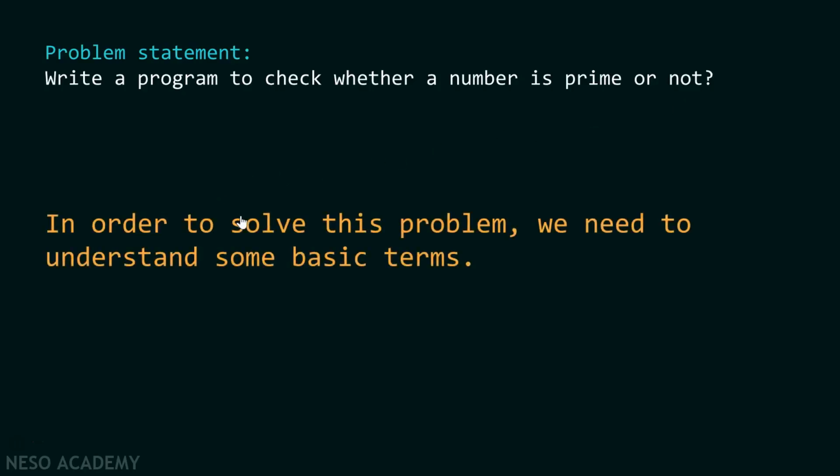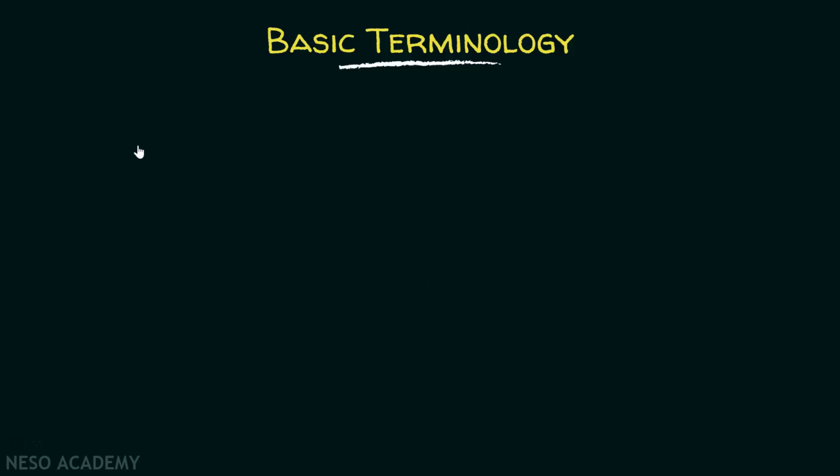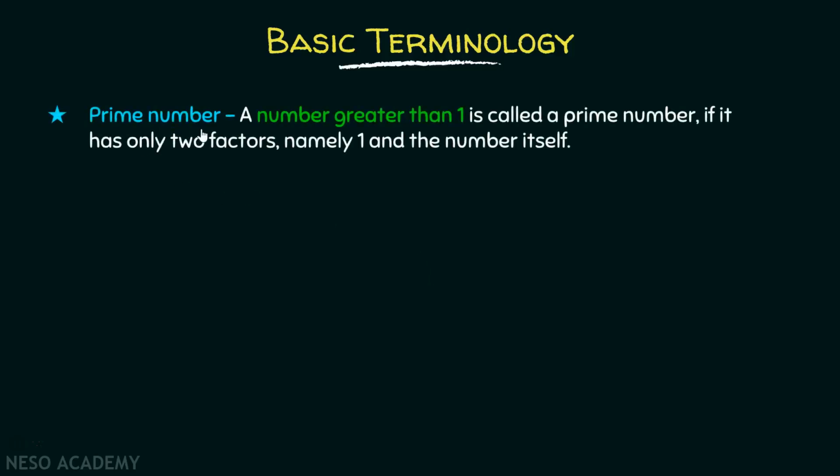But before solving this problem, we need to understand some basic terms. So let's understand some basic terms related to this problem. The first term that we need to understand is prime number. What is a prime number? A number greater than 1 is called a prime number if it has only two factors, namely 1 and the number itself. Like for example, we have 2, 3, 5, 7, 11. These are the numbers which are having only two factors, 1 and itself.